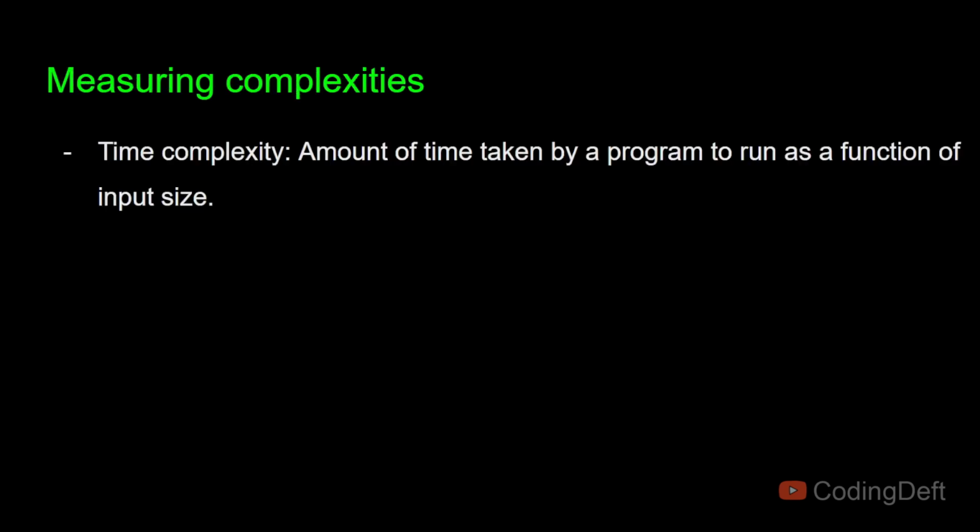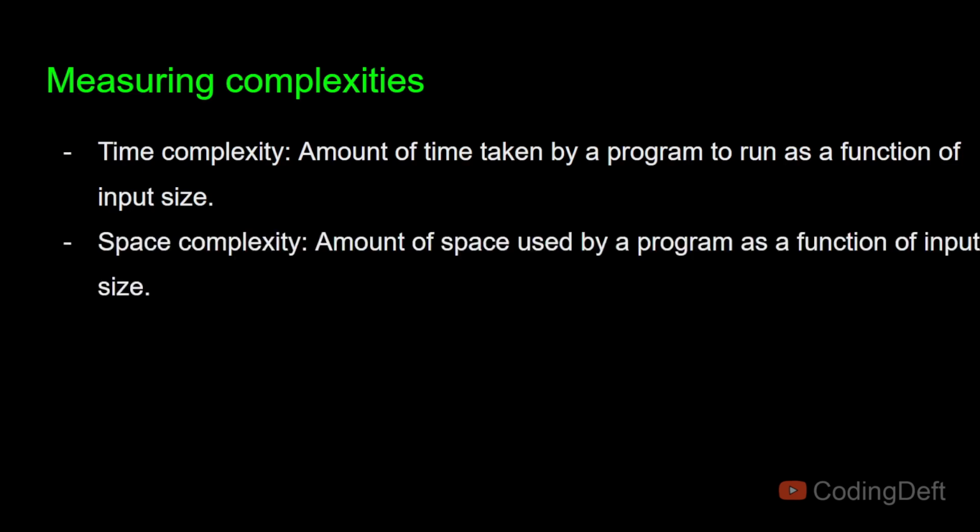So how do we measure the time complexity? We can measure the time complexity as the amount of time taken by the program to run as a function of input size. To measure this time complexity, we will see how many lines of code are executed. We will see if the number of lines executed increases with the input size. To measure space complexity, we can see how many variables we have declared to run that program.